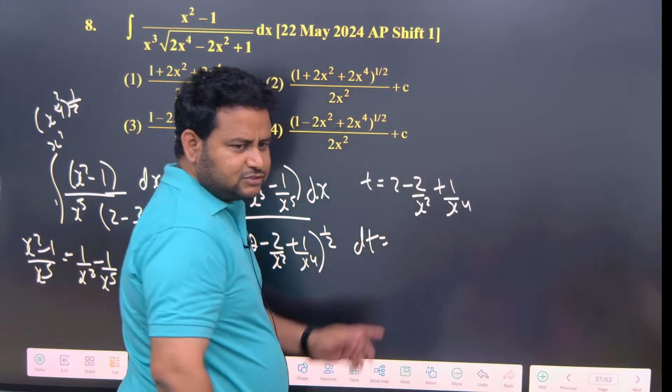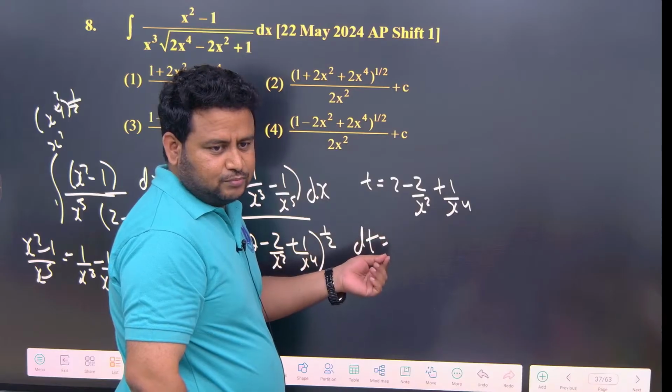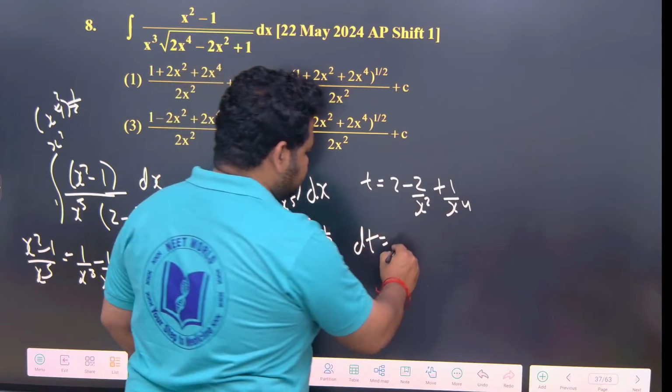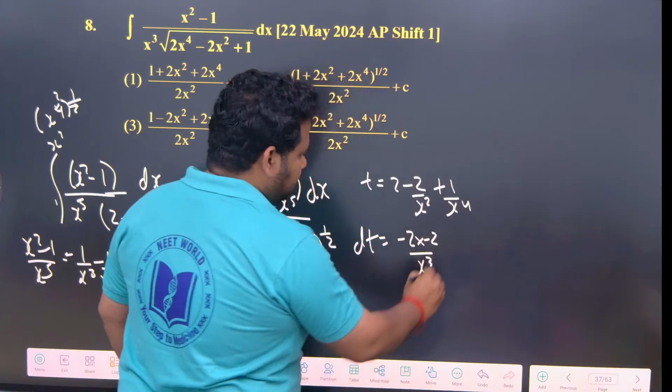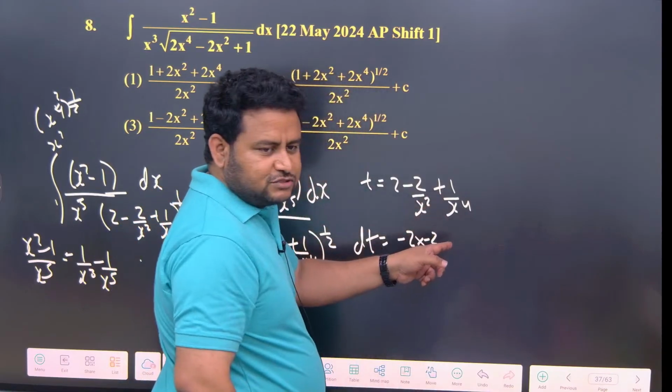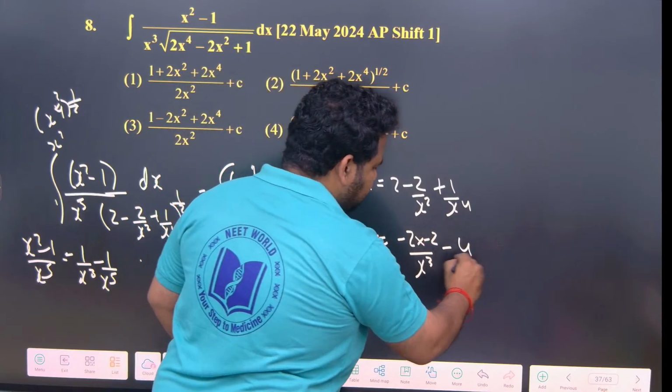The derivative of 1 by x square is what? Minus 2 by x cube. So 2 into minus 2 by x cube. And 1 by x power 4 has derivative minus 4 by x power 5.